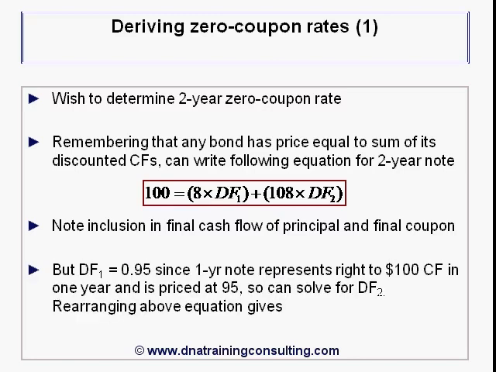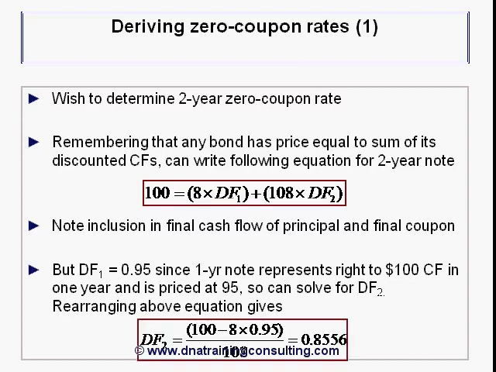But you know that df1 is 0.95, since the 1-year note represents the right to a $100 cash flow in 1 year and is priced at 95. And so you can solve the above equation for df2, which now has only one remaining unknown. Rearranging the above equation gives df2 equals this amount here, which becomes 0.8556.